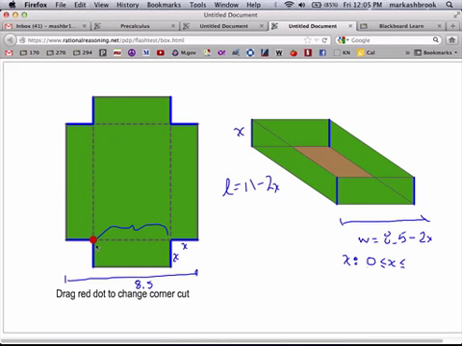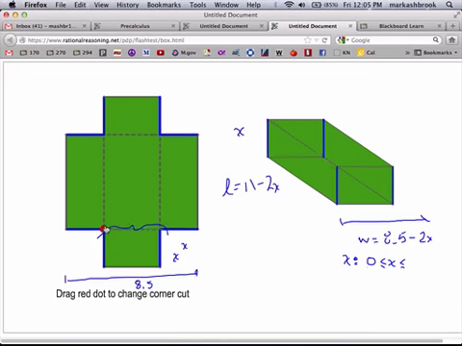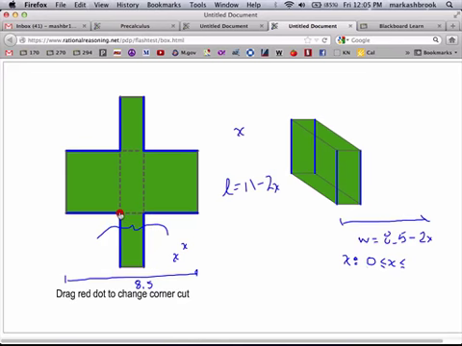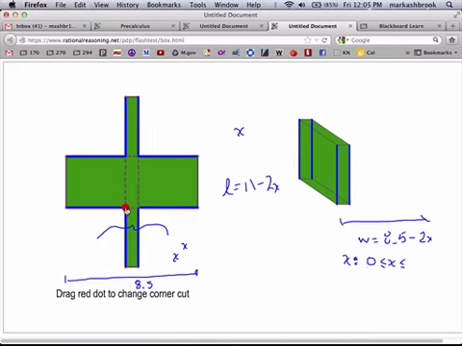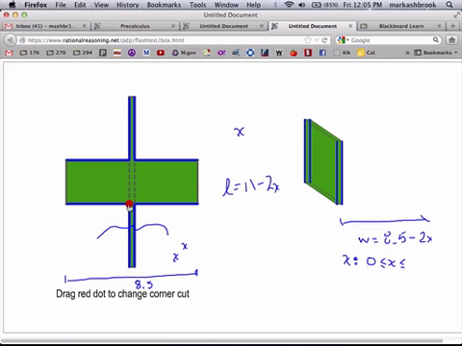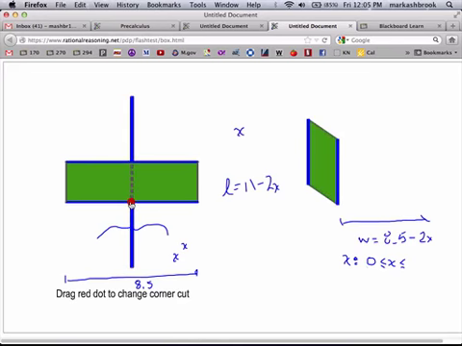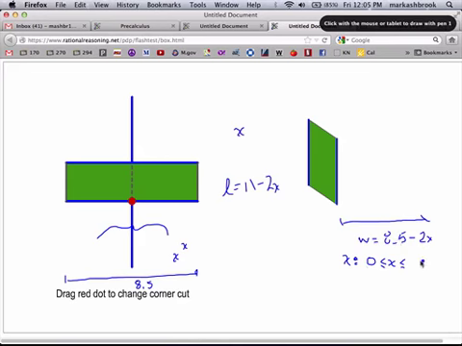So what's going to limit how big we can cut that square? The width or the length? The width. The biggest square we could cut would be half of the width, so it would be 4.25. So then, as x varies from 0 to 4.25, what are our possible values of width of the box?